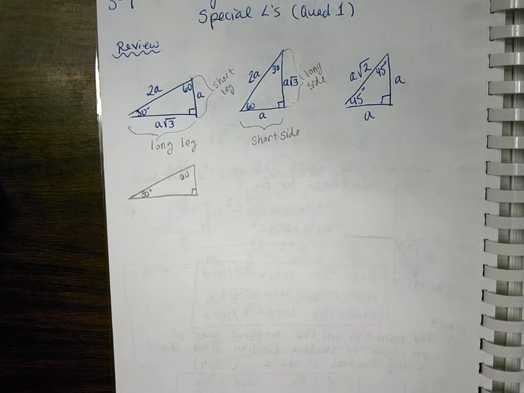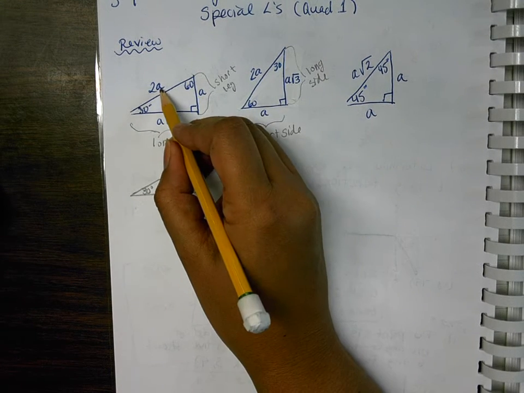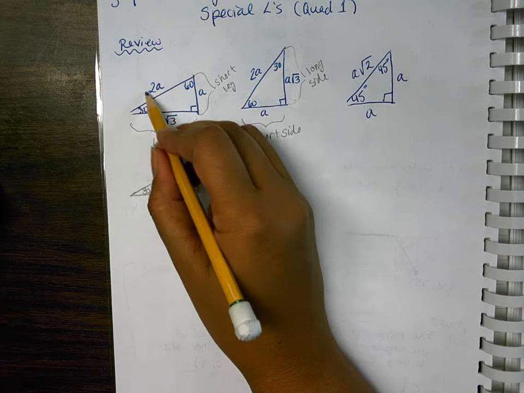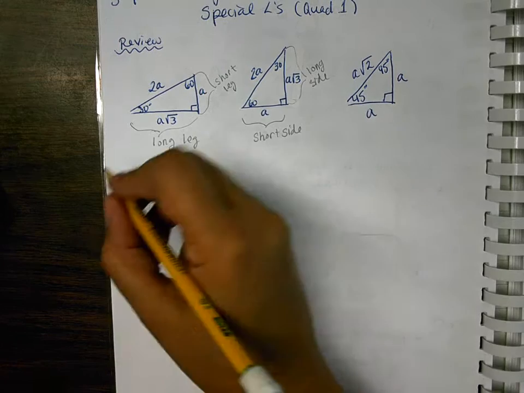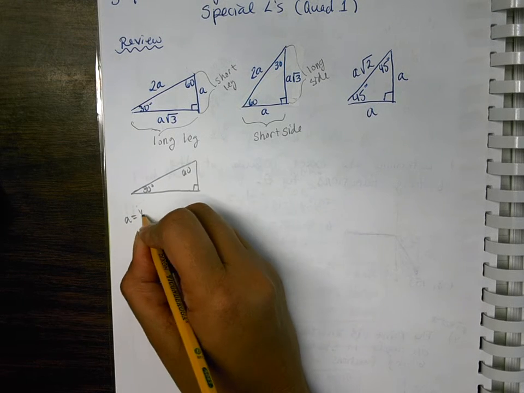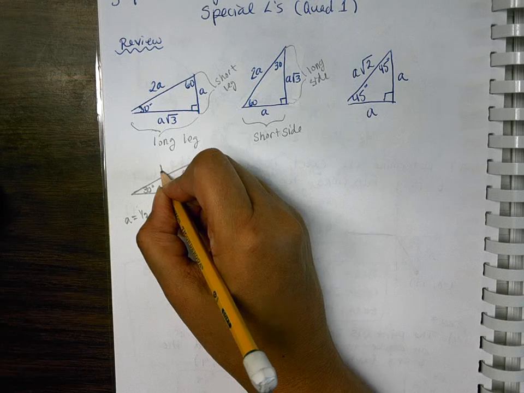Okay, so let's do some thinking. We're going to do some math in our head, and we will write it down as well. What would A have to equal in order to get this hypotenuse to 1? A half. Does everyone agree that A would have to equal a half? Yes, because 2 times 1/2 is what? 1.